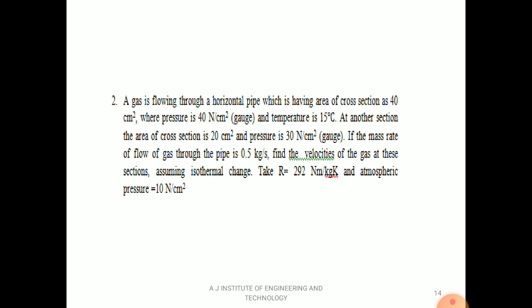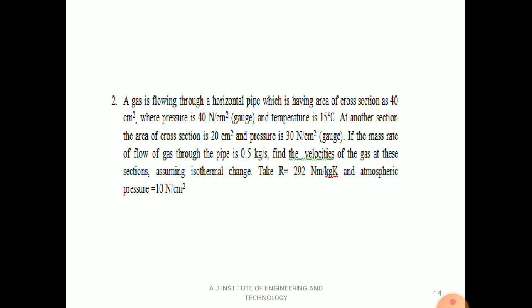At another section, the area of cross section is 20 centimeter square and pressure is 30 Newton per centimeter square, again in gauge pressure. So A2 equal to 20 centimeter square and P2 equal to 30 Newton per centimeter square. If the mass flow rate of gas through the pipe is 0.5 kg per second, you can see the unit here: the unit of mass is kg, but here it is given as kg per second. That is the unit of m dot.